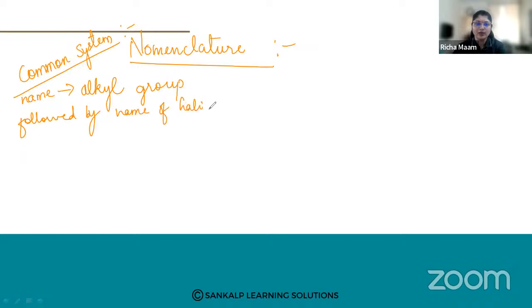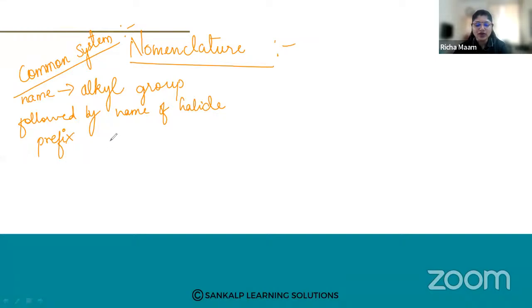Followed by the name of the halide. In this system, you can use a prefix. Prefix means the word which is added before the name, like Miss or Mr before a name, so you can keep that in mind. So a prefix is added before the name of the compound.